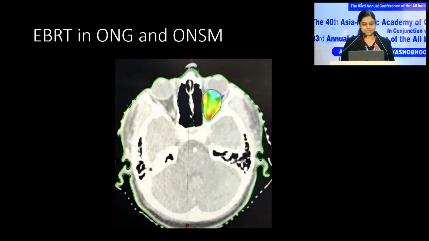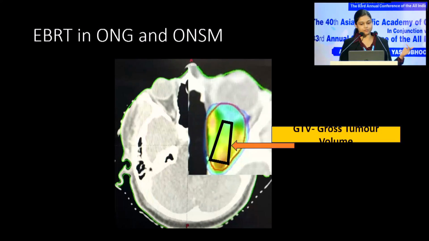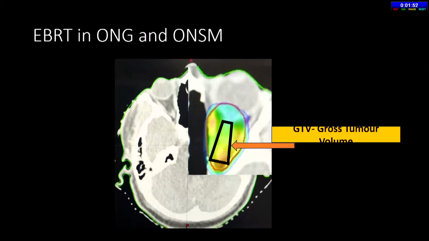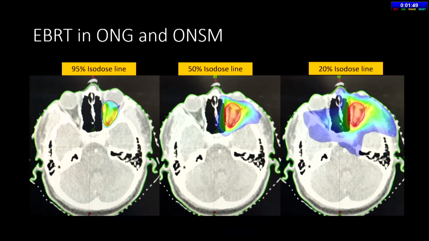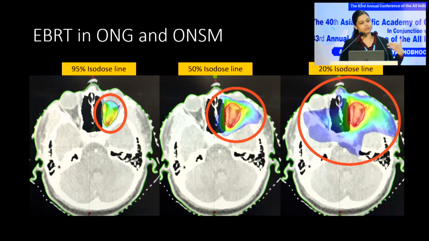So for EBRT in such cases, T1 weighted axial and coronal images with contrast are registered with the planning CT, followed by gross tumor volume being the area of contrast enhancement, and this gross tumor volume when expanded by 1 centimeter in all directions gives you a planning target volume. With the target specific gradient of radiation therapy, the area of tumor, which is the area of interest, receives 95% of the prescribed dose of radiation, followed by the surrounding area receiving 50% and the further surrounding area receiving 20%, thereby preventing collateral damage.